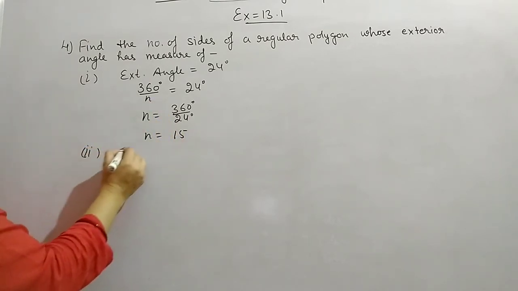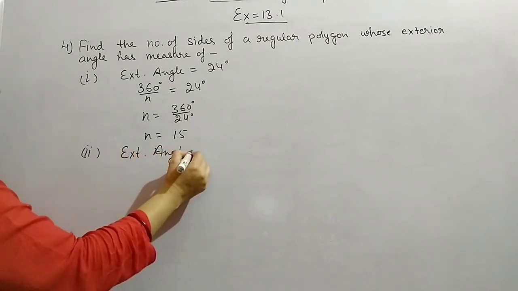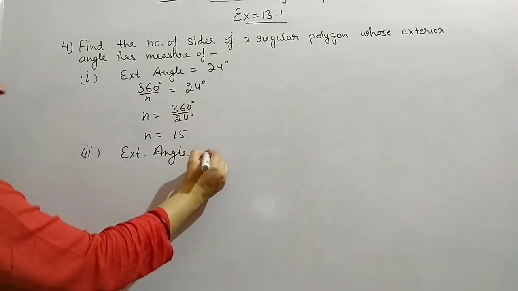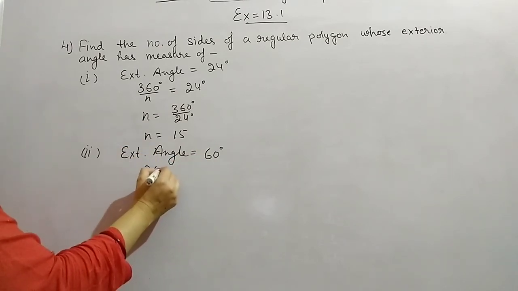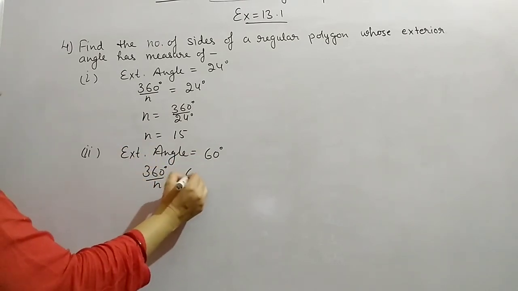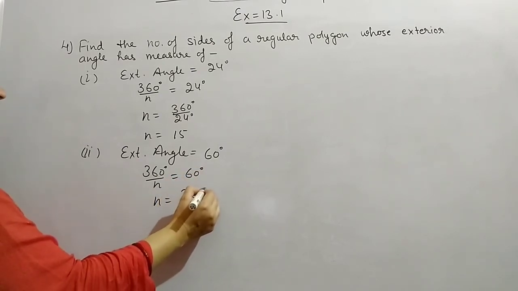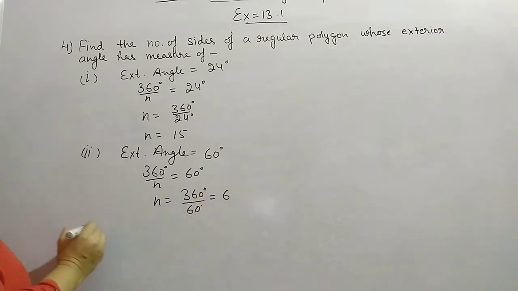Second part, the exterior angle is given equal to 60 degrees. So 360 by n is equal to 60 degrees. So the n value will be 360 by 60, equal to 6 sides.